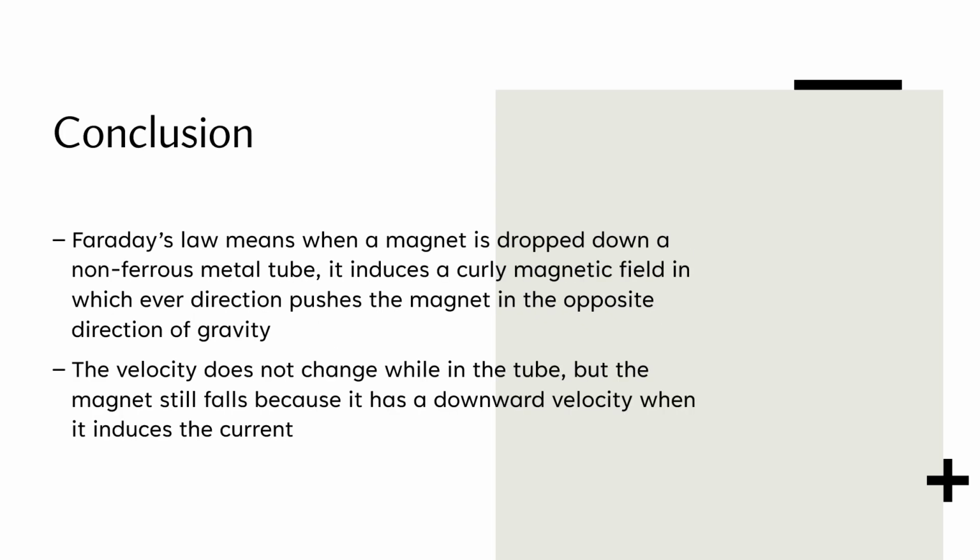So conclusion, Faraday's law means when a magnet is dropped down a non-ferrous metal tube, it induces a curly magnetic field in whichever direction pushes the magnet in the opposite direction of gravity. The velocity does not change while in the tube, but the magnet still falls down because it has downward velocity when it induces the current.